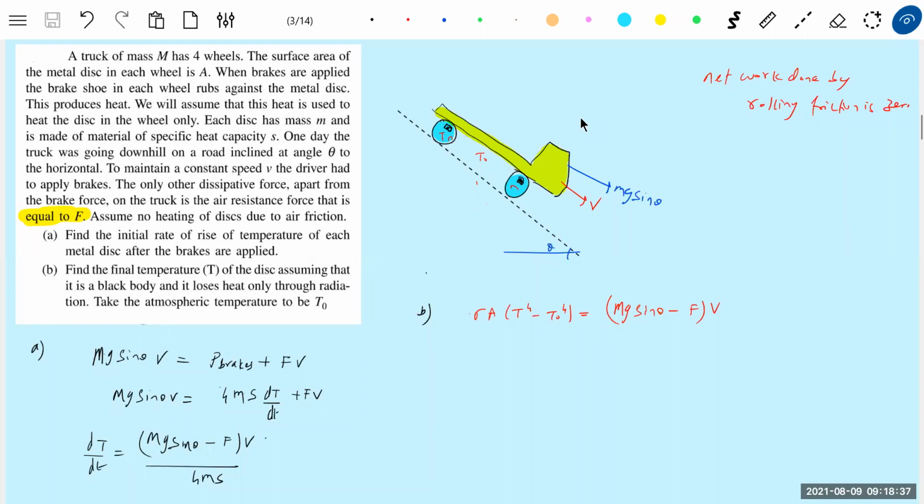I don't know what is divided by 4. Oh, here, this one. Find the final temperature of the disk, assuming that it's a blackbody and loses heat only through radiation to the atmosphere. The four will be there here. Yeah, I made changes.